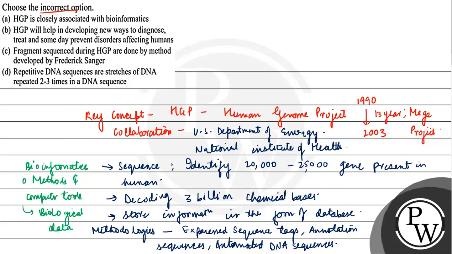The second statement says that HGP will help in developing new ways to diagnose, treat, and someday prevent disorders affecting human beings. How can this happen? When we sequence the human genome, we will know which gene is located where, and its genetic mapping and physical mapping will become easy. Through that we will be able to find out how to diagnose, how we can carry out treatment, and how we can prevent disorders affecting humans. So this is a correct statement. These both are correct statements.